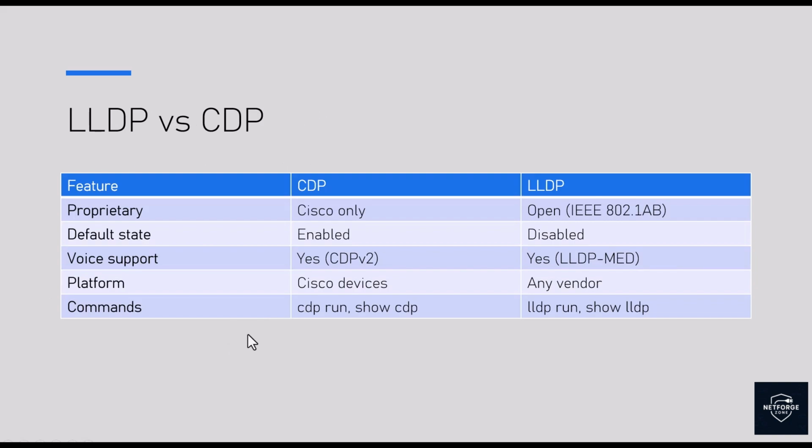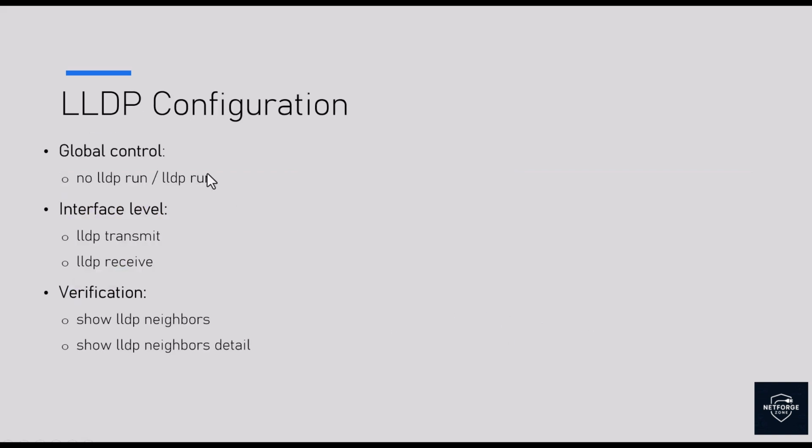So you can just check them. You can see a comparison between CDP and LLDP here. The most important part is the platform, which is Cisco devices only for CDP, but any vendor for LLDP. So you can run them, and very much similar to CDP, you can just say lldp run, and this is going to start running on your device. And of course, no lldp run is going to disable that.